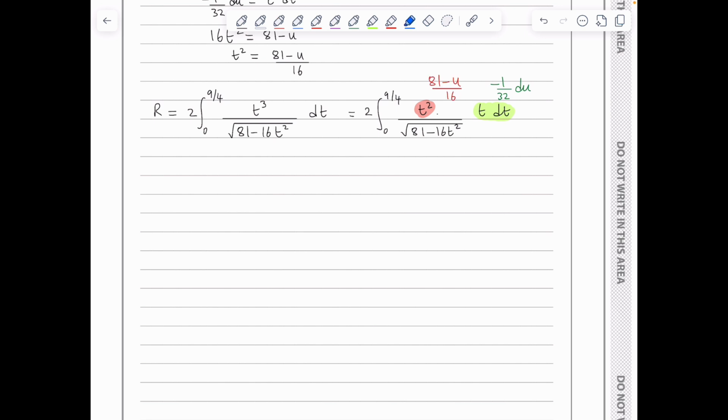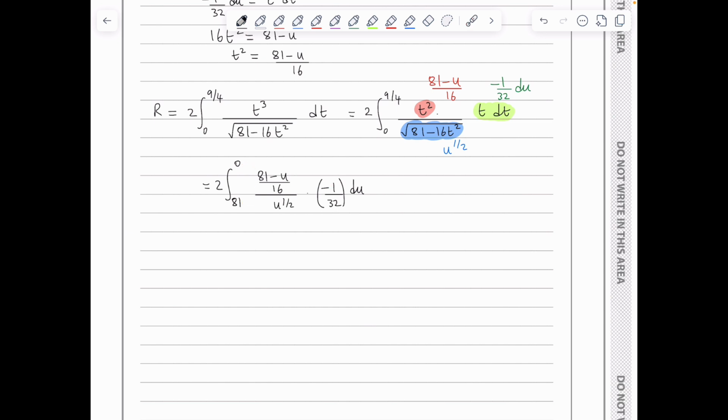And then the square root of 81 minus 16t squared will simply be u to the power of a half. I'm trying to translate everything from t to u, so we've got 2 times the integral from 81 up to 0, because the limit of 0 in t got mapped to 81 in u, and the 9/4 got mapped to a 0. The t squared is going to be (81 minus u) over 16. In the denominator, I've got u to the half times minus 1 over 32 times du. So the first thing to do is consume the negative sign into flipping the limits here.